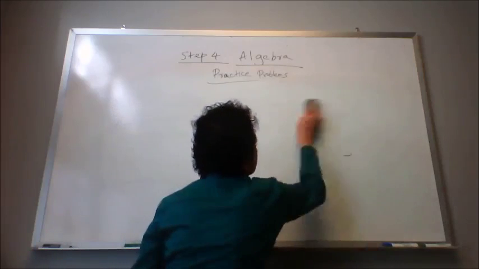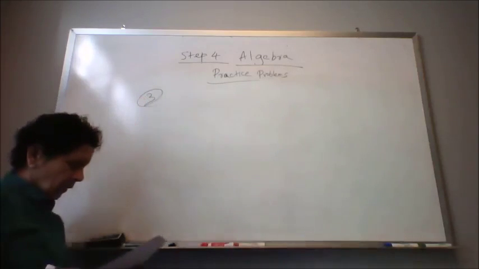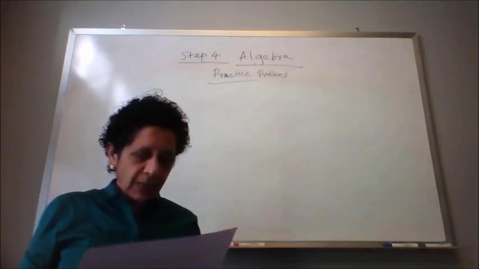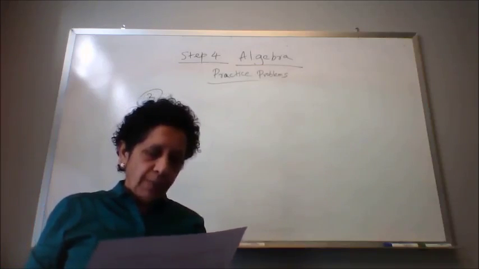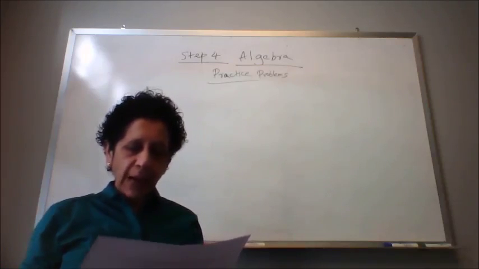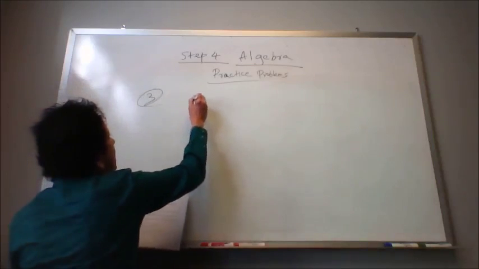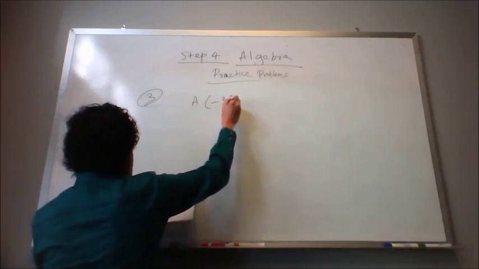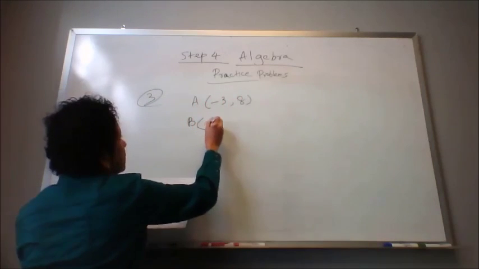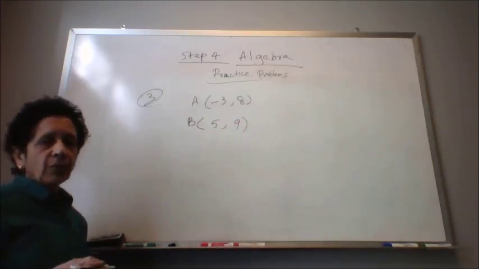Problem number 3. The coordinates of point A are minus 3, 8, and point B is 5, 9. What is the slope of the line that passes through A and B? Okay, so we have 2 points. A is minus 3, 8, and B is 5, 9. Okay. So we covered this part before.